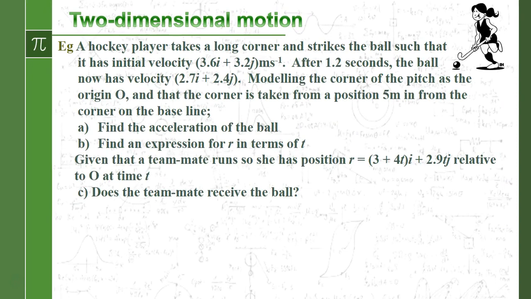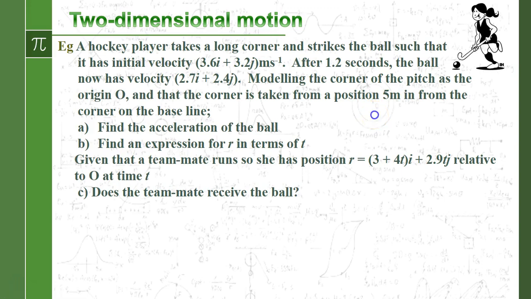Okay, moving on. Let's put this into context, do a bit of problem solving. So we've got a hockey player here taking a long corner and strikes the ball, and it's got initial velocity, and we've got its velocity after 1.2 seconds. And so what we've got to do is answer our questions here, bearing in mind the other piece of information, the corner is taken from a position 5 meters in from the corner on the baseline, because that's where you take a long corner from in hockey.